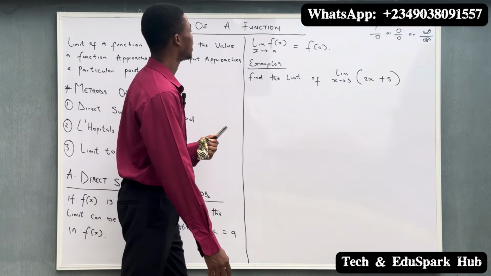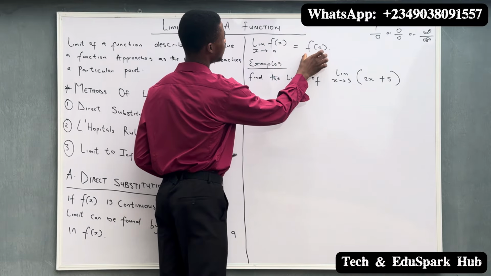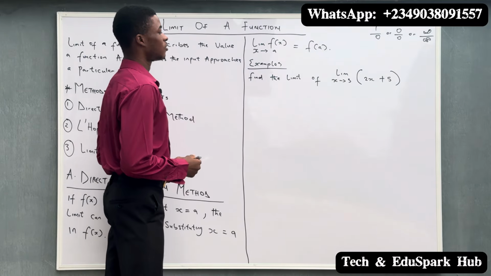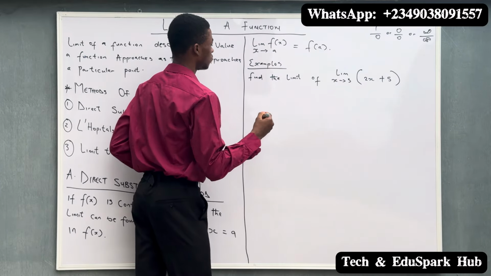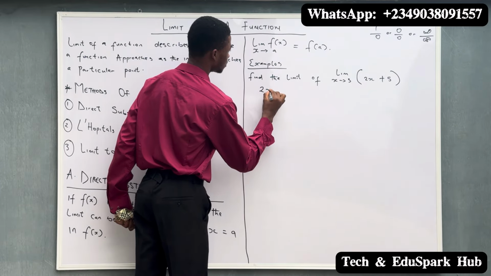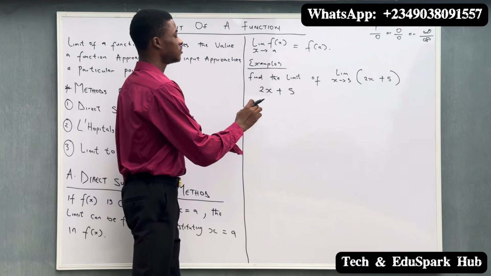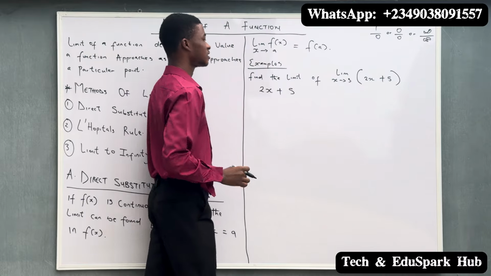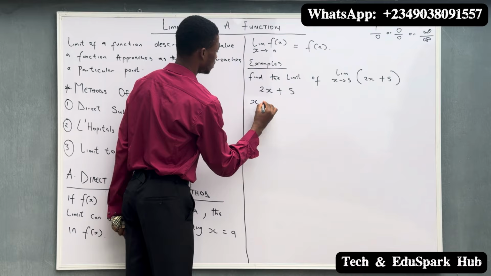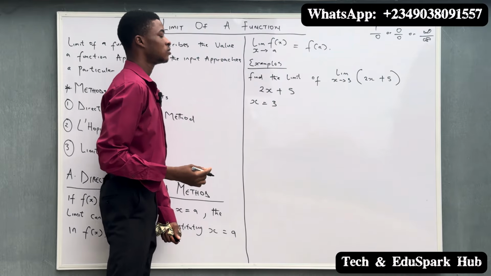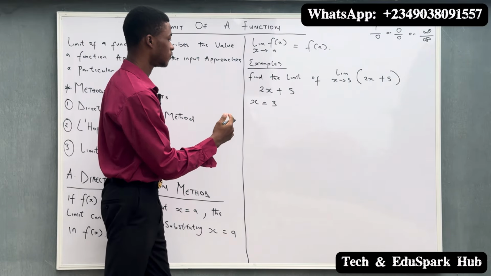We said using the direct substitution method, you can simply substitute a for x to get f of a. So how do we use that in our question? The first thing to do is to write what is in this bracket first. Writing that down, we have 2x plus 5. And once you write this down, you can see we said x tends to 3, which means x is equal to 3. So knowing this, we can easily use the direct substitution method to solve this question.